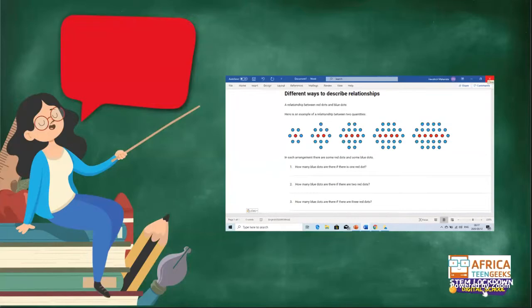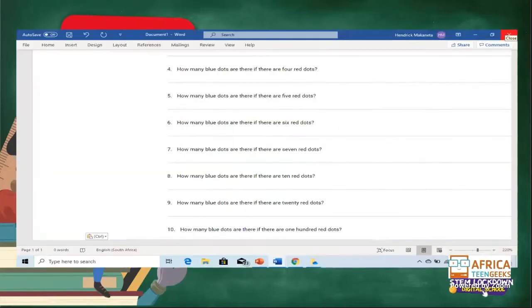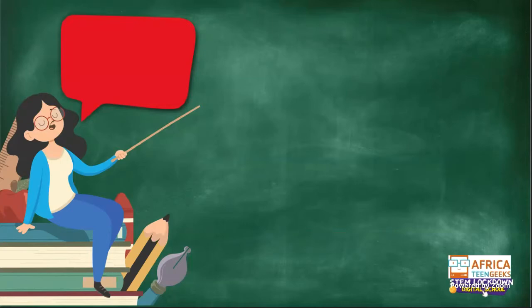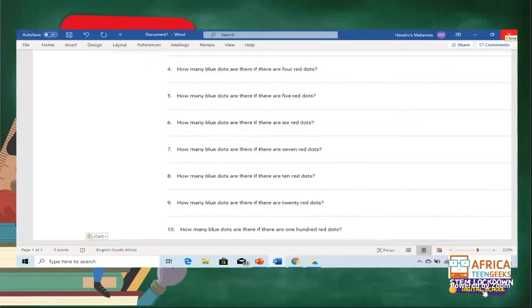So are we at the fourth one? Yes, we are. Okay, I found the rule. The rule is times 4 and then plus 2. So 4 times 4 is going to be 16, and then 16 plus 2 is going to be 18. So the answer for the 4 red dots is going to be 18. So how many blue dots are there? 18.